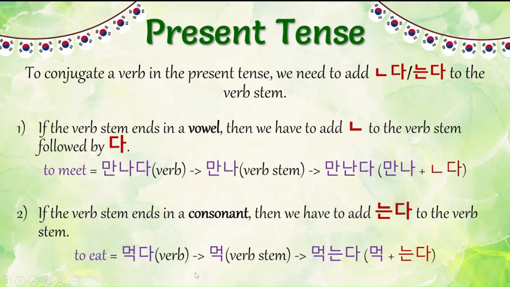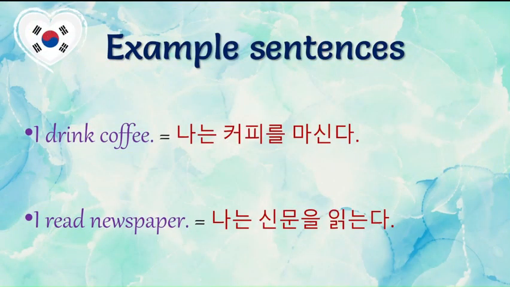So here the verb stem is mak. You can see that the stem ends in a consonant. So we have to attach niyanta to conjugate it, and it becomes moknanta. Okay? Now let's look at some example sentences to understand it more clearly.